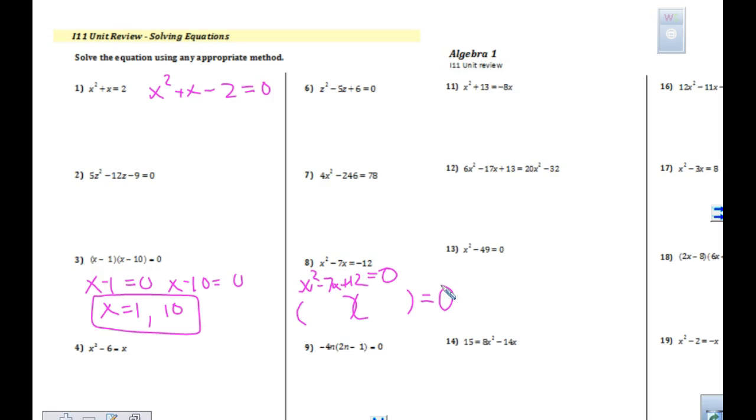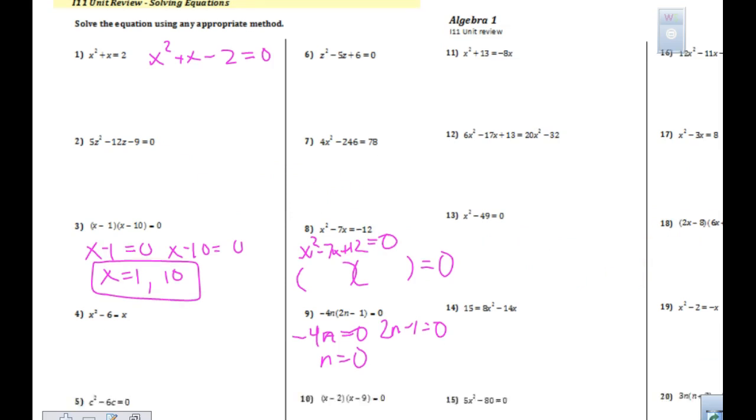So when you are looking at these and trying to decide, negative 4n equals 0 means n equals 0. 2n minus 1 equals 0, you're solving for n. You don't want to multiply that out. You don't want to waste your time. So tomorrow on the test, I had someone say, can I do quadratic formula for all these? You only have so much time to finish the test in class tomorrow, and you have to finish it in class.